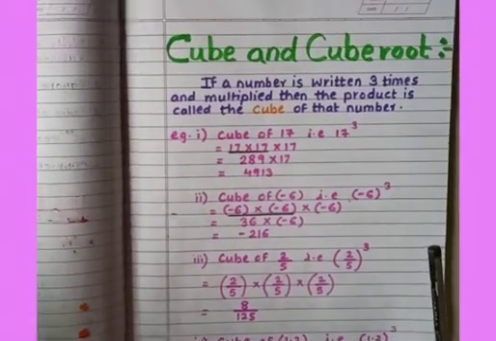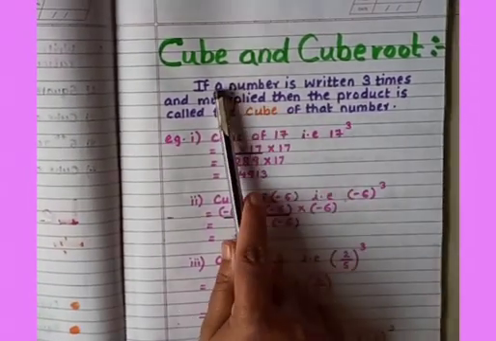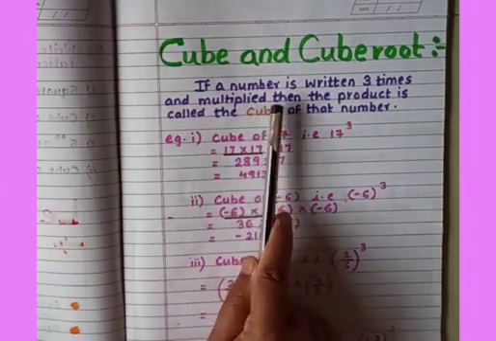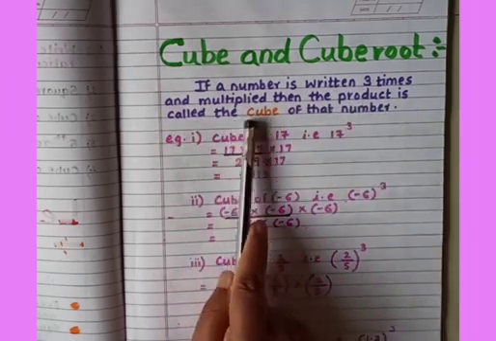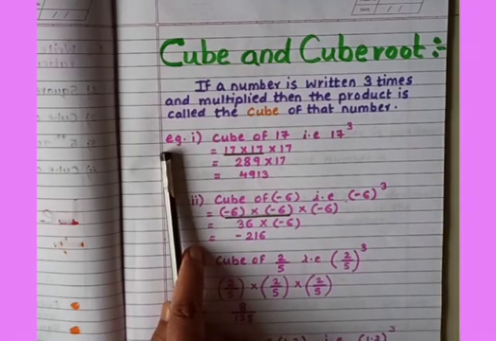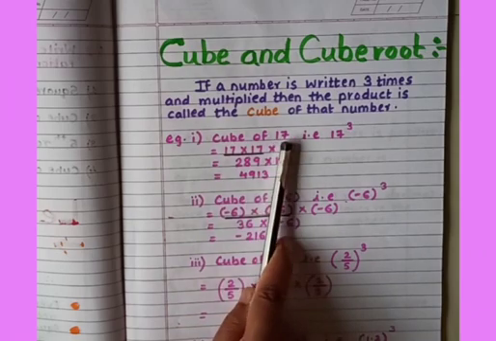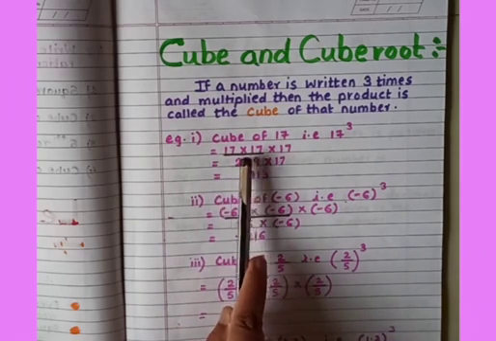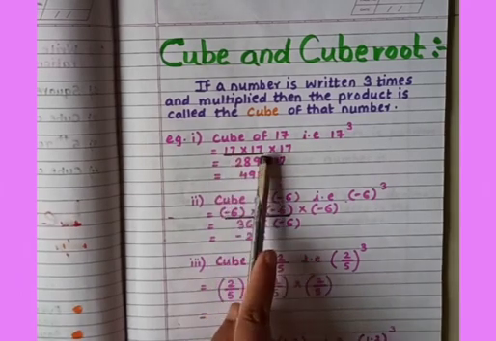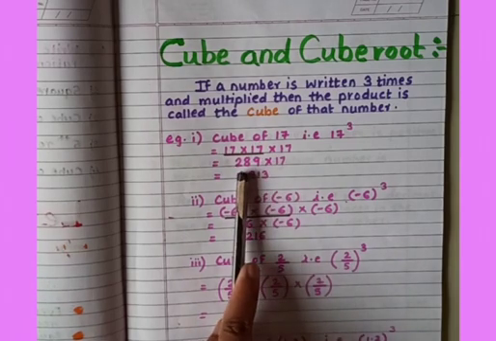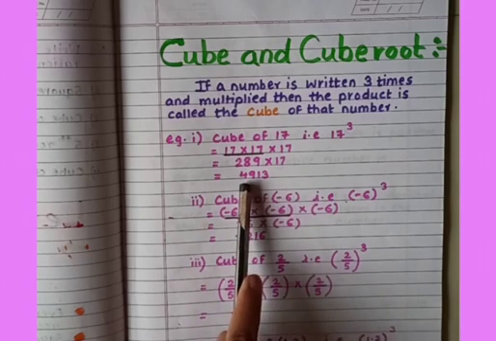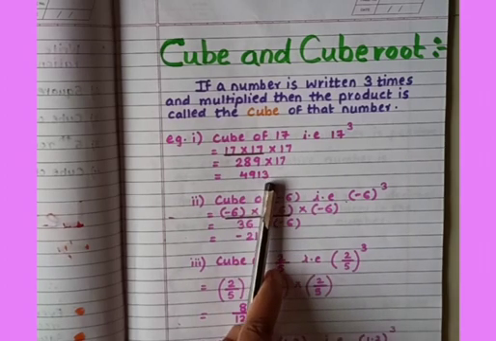Now let's see cube and cube root. If a number is written 3 times and multiplied, then the product is called the cube of that number. Let's see with the help of examples. Example 1. Cube of 17. When you multiply 17 times 17 times 17, first you get 289, and multiplying by 17 again, you get the answer 4913.